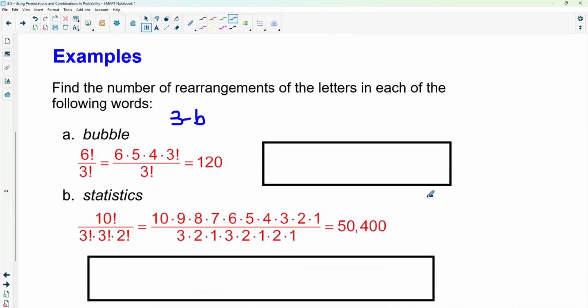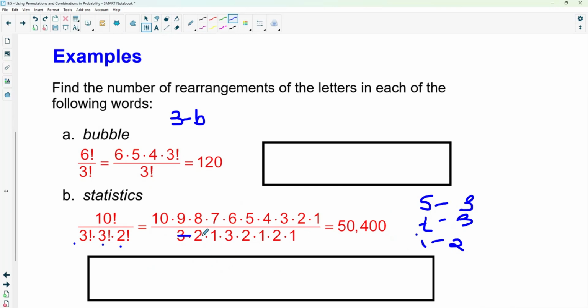Look at statistics. Statistics has, what, 3 S's, 3 T's, 2 I's. And it's not writing. Hold on. 2 I's. So I would do 3 factorial for the S, 3 factorial for the T, 2 factorial for the I. And then on this one, yes, if you were doing it by hand, you may want to expand it because there's more cancellations.